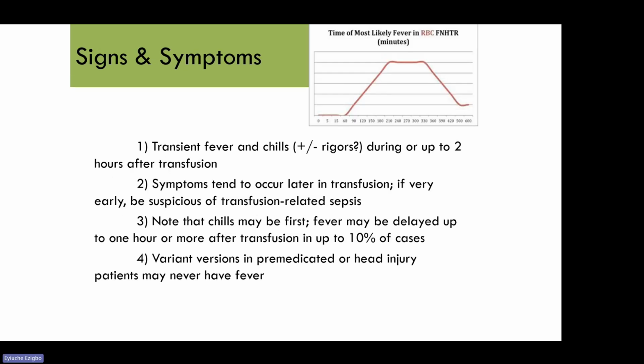What are the signs and symptoms of these febrile non-hemolytic transfusion reactions? We say that the fever is transient, with chills, plus rigors, sometimes no rigors, during or up to 2 hours after transfusion. Symptoms tend to occur later in transfusion. If very early, be suspicious of transfusion-related sepsis.